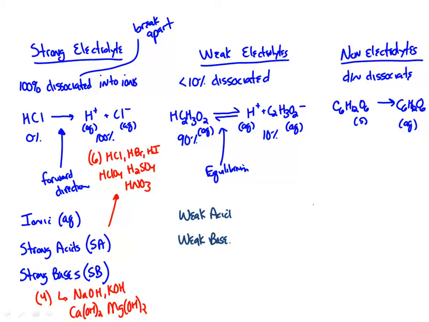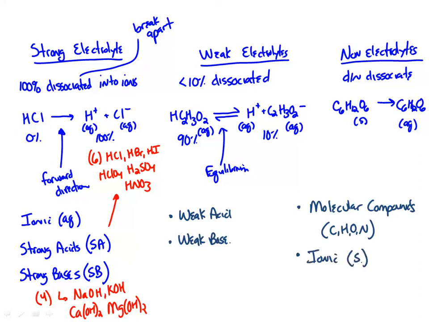And then for non-electrolytes, these are usually molecular compounds. They're things that contain basically carbon, hydrogen, oxygen, and nitrogen as the majority of them. But we can also throw in that list that anything that's ionic and a solid technically should be considered a non-electrolyte because a solid doesn't dissolve anyway, right? And so if it's not dissolving, it must be a non-electrolyte or it won't conduct electricity when placed in solution.